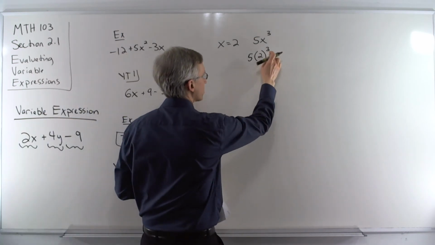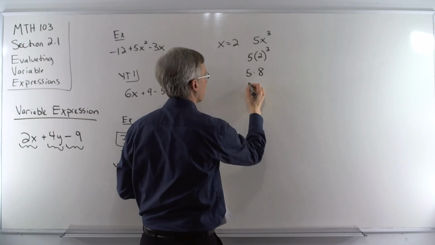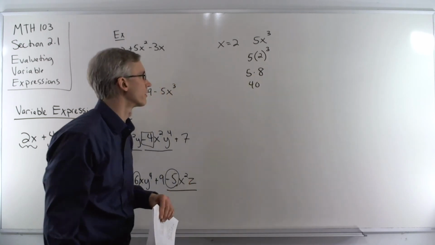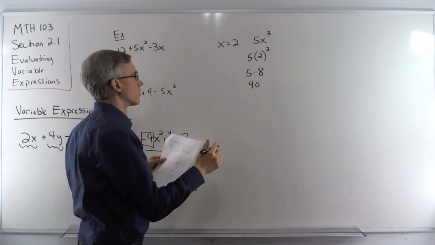All right, now order of operations, we'll start with the exponents. We got 5 times 2 to the third is 8, and multiply them out to get 40. Your turn, number 3.